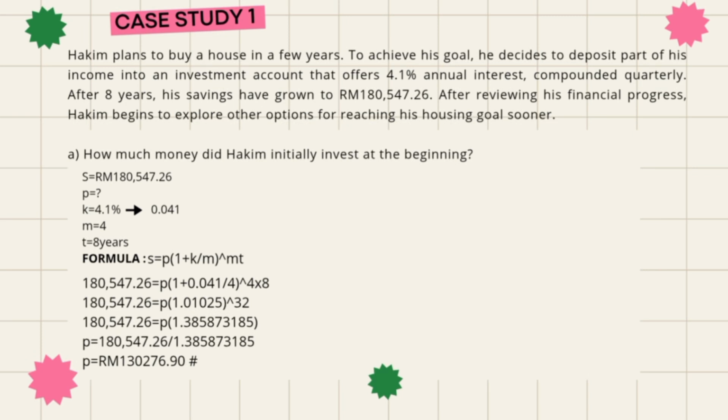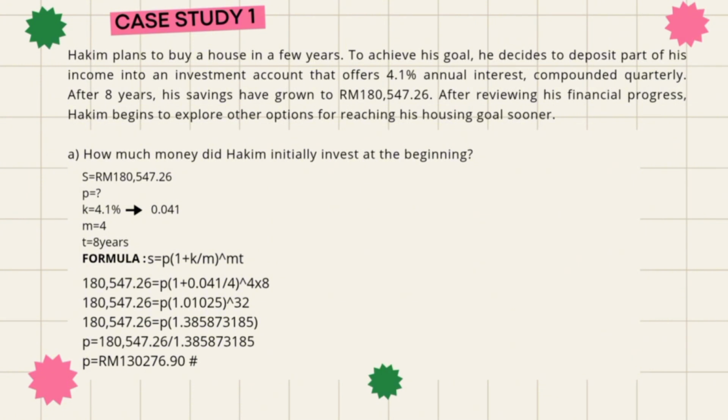Question 8. How much money did Hakim initially invest at the beginning? For this question, we need to find the principal. So the future value is 180,547 ringgit and 26 cents. The principal is unknown. Annual interest rate is 4.1%, converted to 0.041. M equals 4. Time period is 8 years. This formula is S equals P times (1 plus K divided by M) to the power of MT. S, 180,547 ringgit and 26 cents, equals the principal multiplied by the quantity of 1 plus 0.041 divided by 4, all raised to the power of 4 times 8.